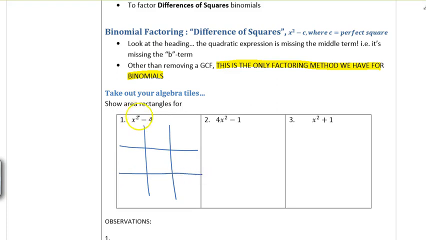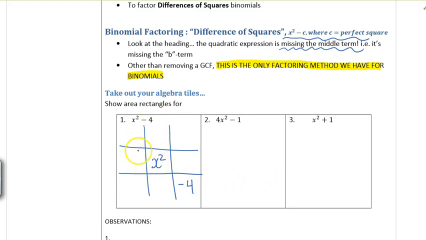Now notice we have an x squared term. Always put the x squared term in the middle. This is my last term, my constant. We're going to put it here. Now this is interesting here. There is no middle term. The middle term is missing. But how can that be?